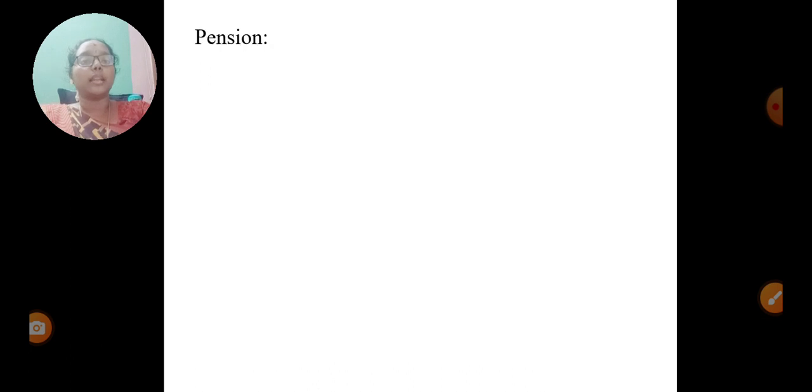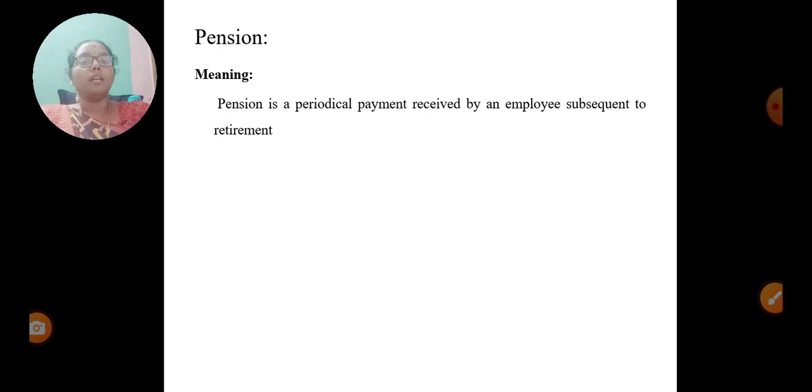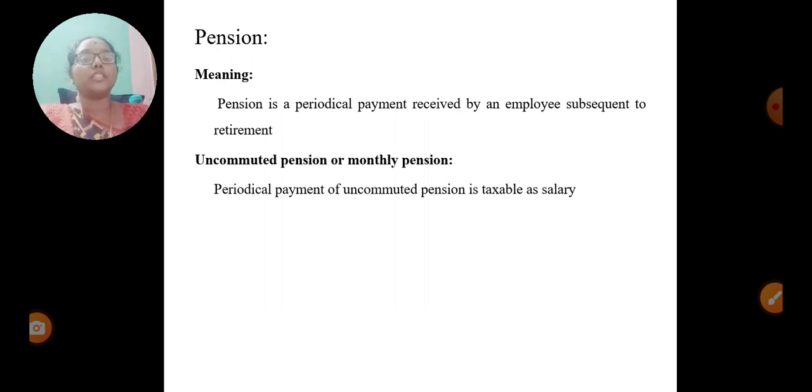Let me show you the next topic, that is pension. Pension is a periodical payment received by an employee subsequent to the retirement. So after retirement, they are getting the periodical payment, that is pension. So the pension can be categorized as two. One is uncommuted pension or monthly pension, that is periodical payment.